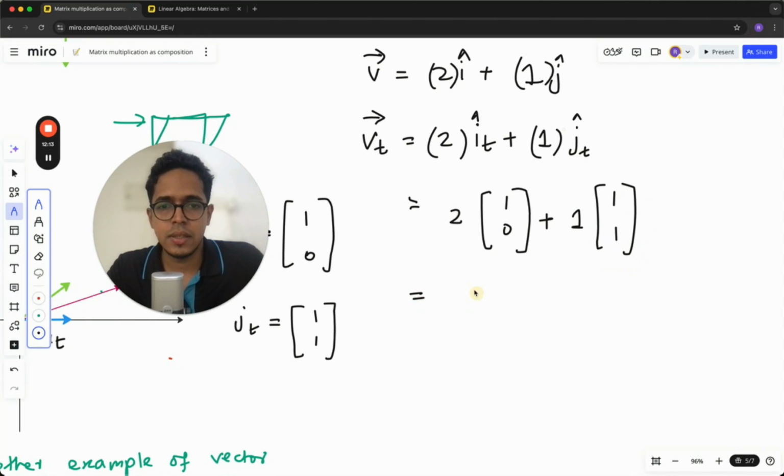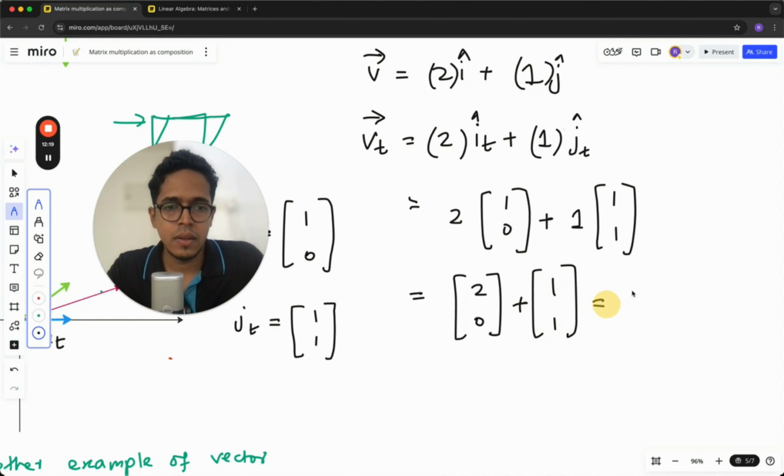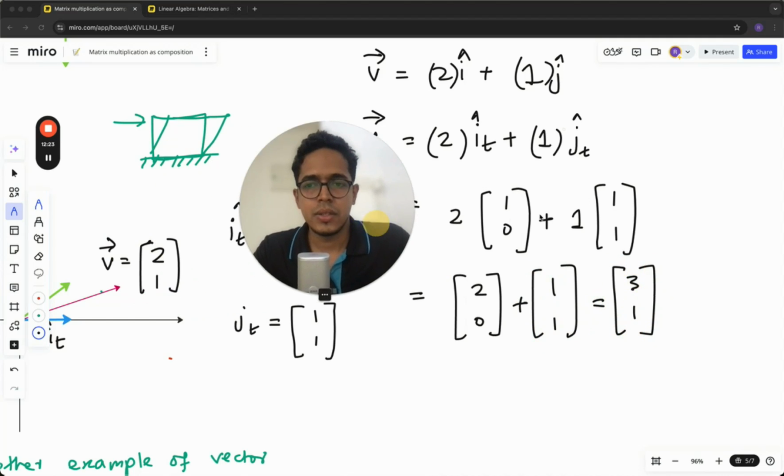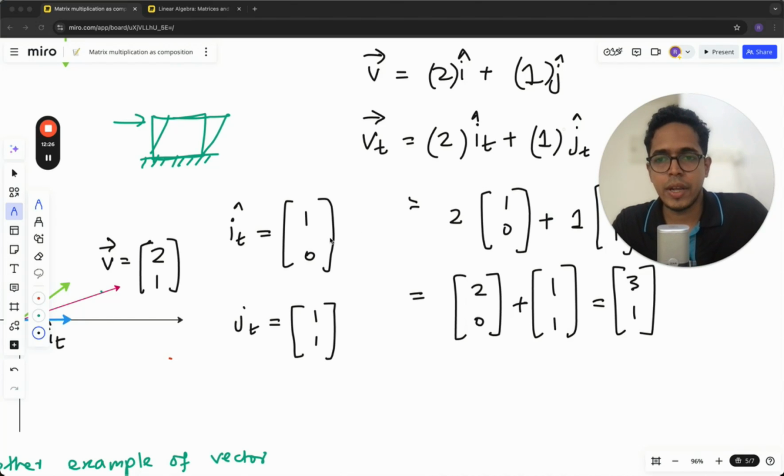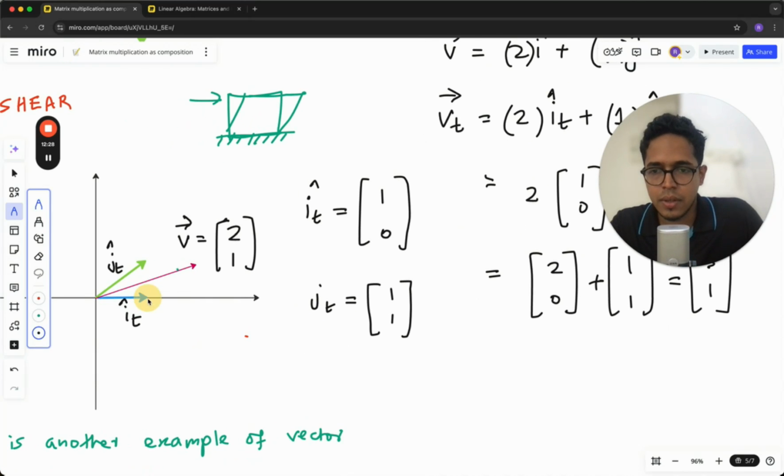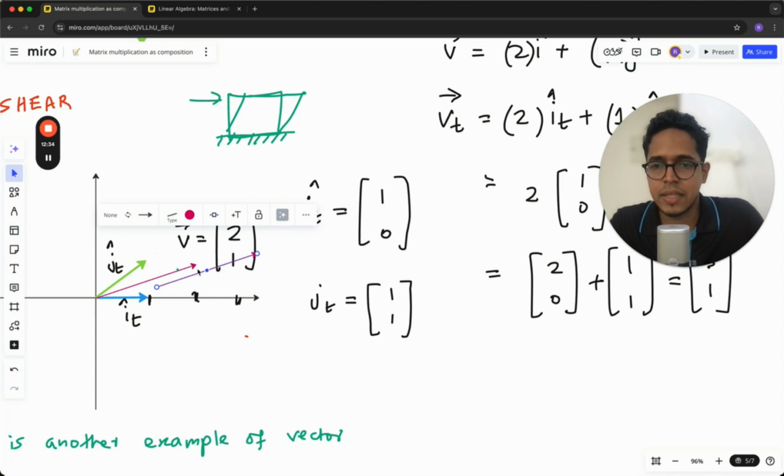And this is 2 0 plus 1 1, which is equal to 3 1. So this is the new location of the vector. So if I just draw the axis points 1, 2, 3, the new vector after shear transformation will look something like this. Here shearing happens.